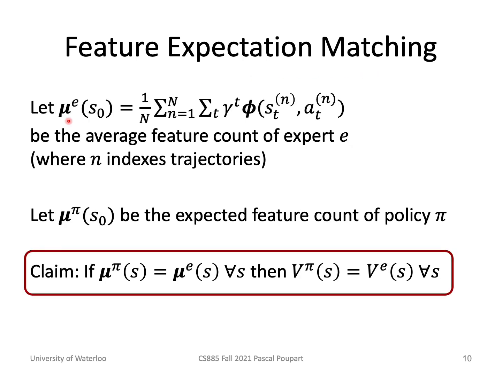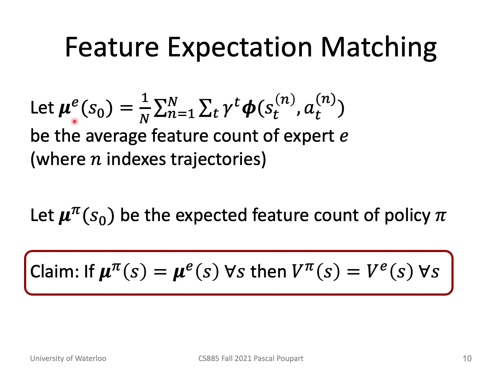Let's define mu E as a feature expectation of the expert E. And here by feature expectation, what I mean is that we're going to take a sum of discounted feature vectors for all the state action pairs that are visited by the expert in the trajectories that we observe. So you see this is a discounted sum similar to the discounted sum of rewards, but in this case it's a discounted sum of feature vectors.